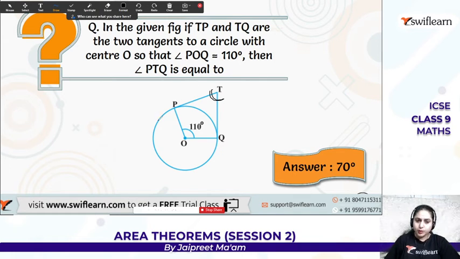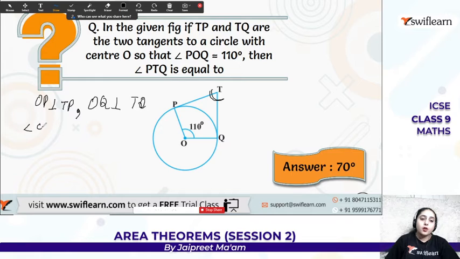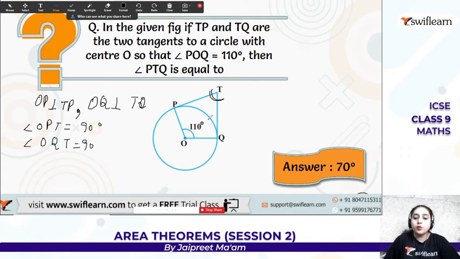Let's see. These are two tangents, that means OP is perpendicular to TP, and OQ is perpendicular to TQ, because these are tangents and we have learned the property of tangents. That means angle OPT will be 90, right? And angle OQT will also be 90 degree. And one angle is given, POQ is 110. Now we will use the property of the quadrilaterals. Sum of the angles of a quadrilateral is equal to 360 degree.